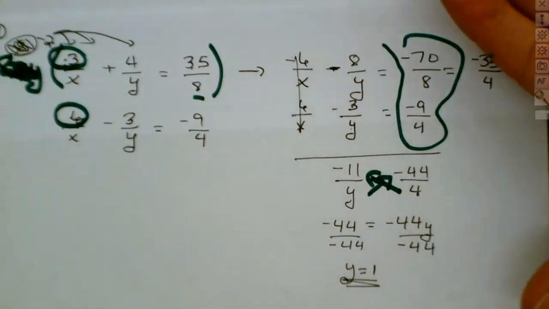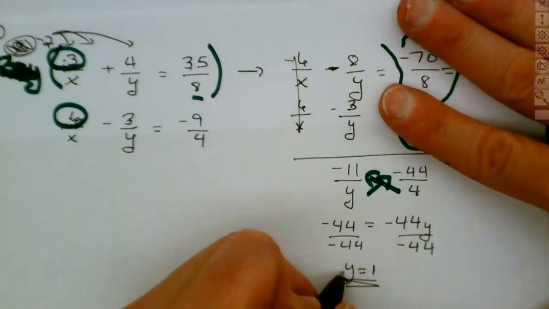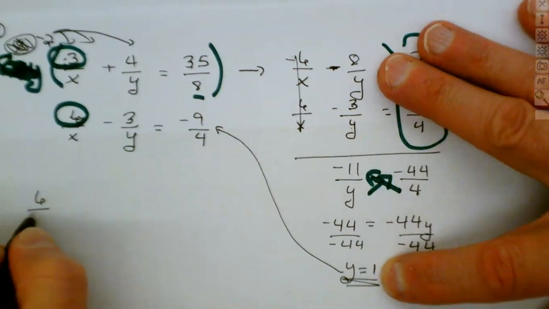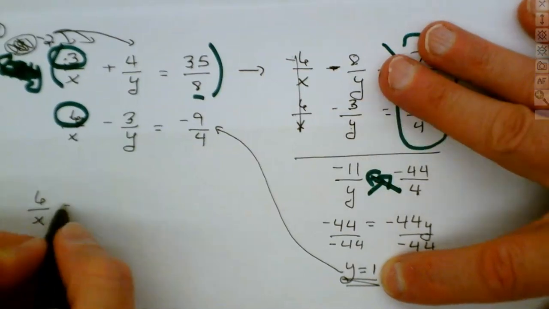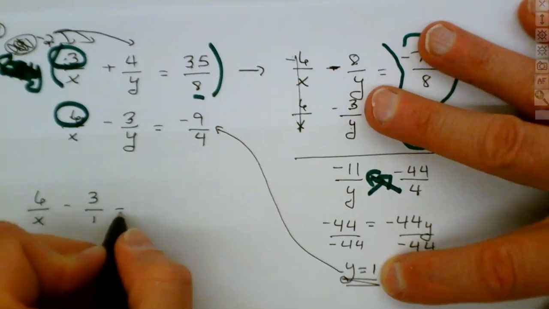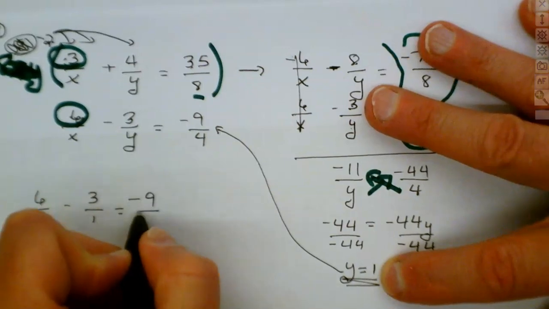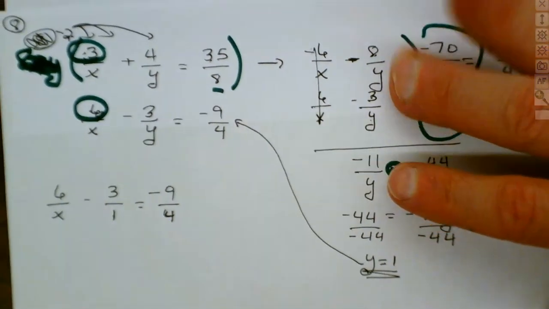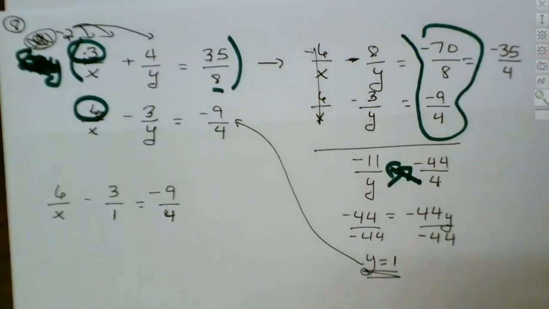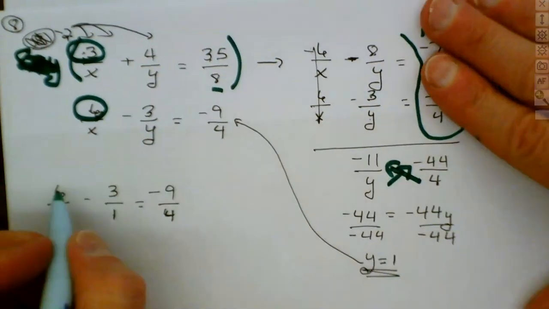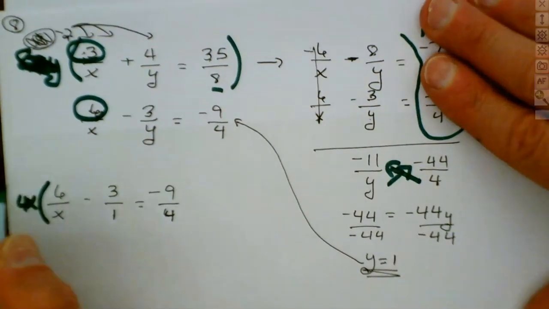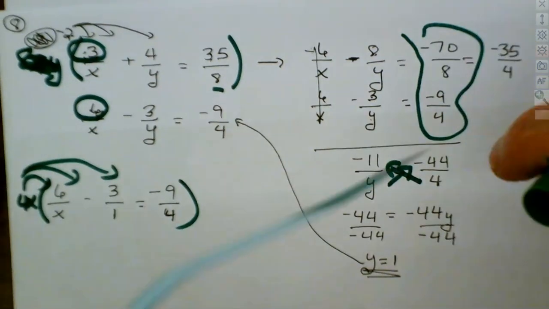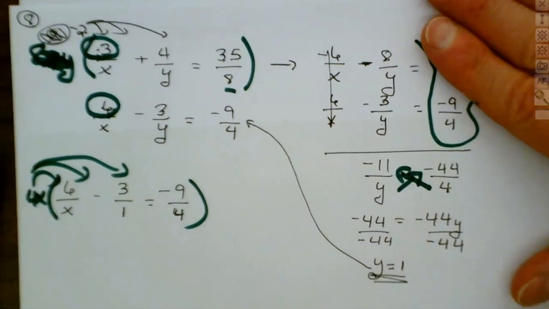Doesn't matter where you plug it into. I'll just plug it in here. So we'll plug in that 1. So we have 6 over x minus 3 over 1 equals -9 over 4. You can solve it however you like. I'm going to clear out the fractions, and I'm just going to multiply this by a 4x. I think that's just going to be the easiest way to deal with it. So multiply it by a 4x.